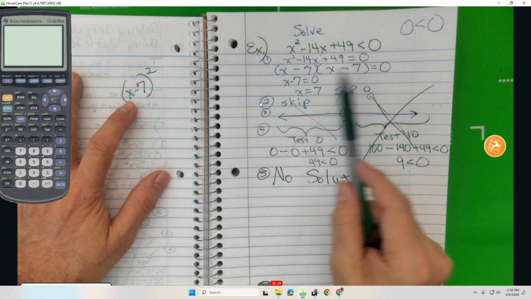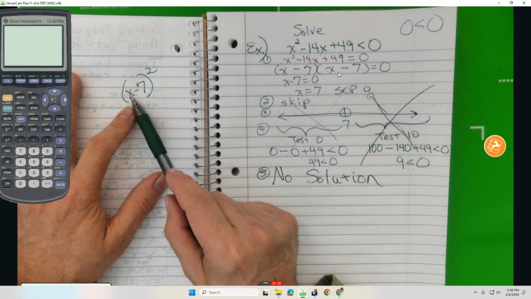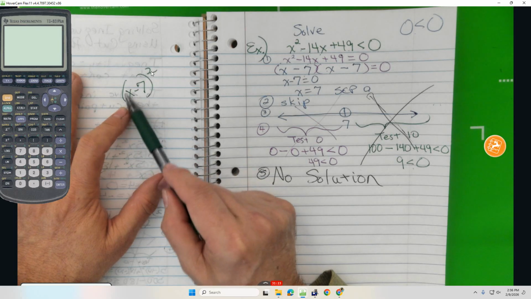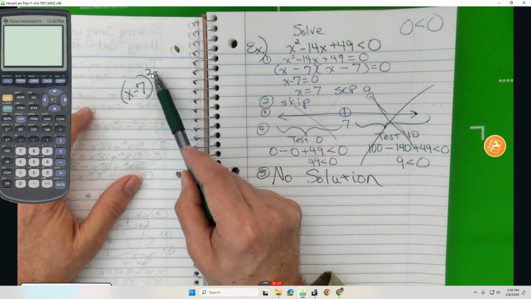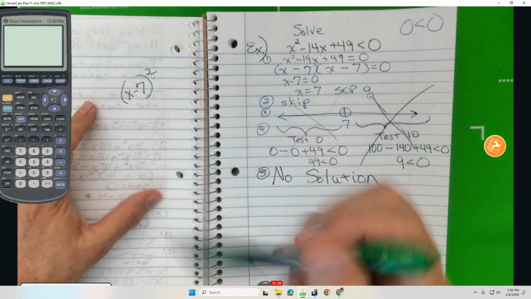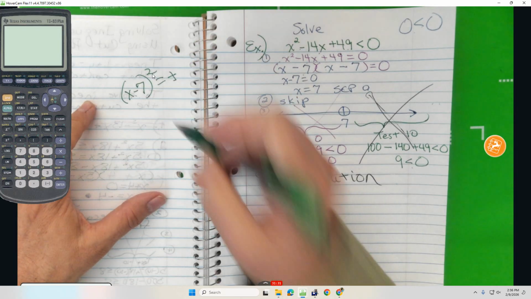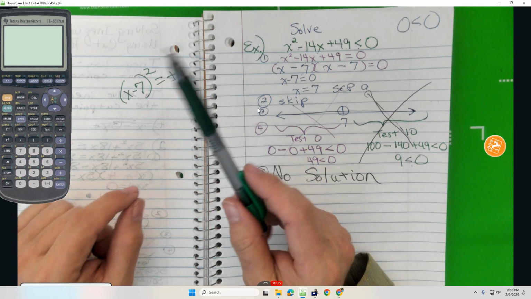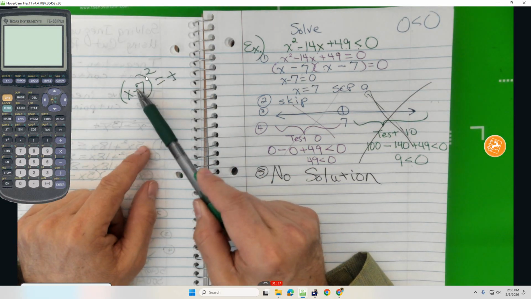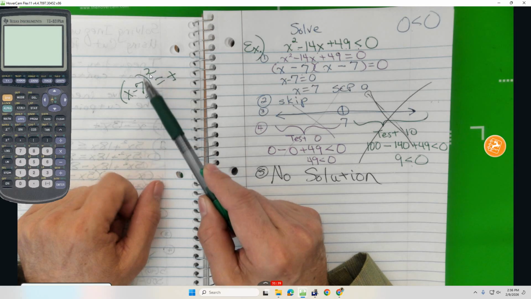It doesn't matter what you plug in here. When you square it, even if the stuff inside is negative, what is that going to give you? You're going to get a positive number. It's never going to be less than 0. Once again, it's the even multiplicities, those even exponents.